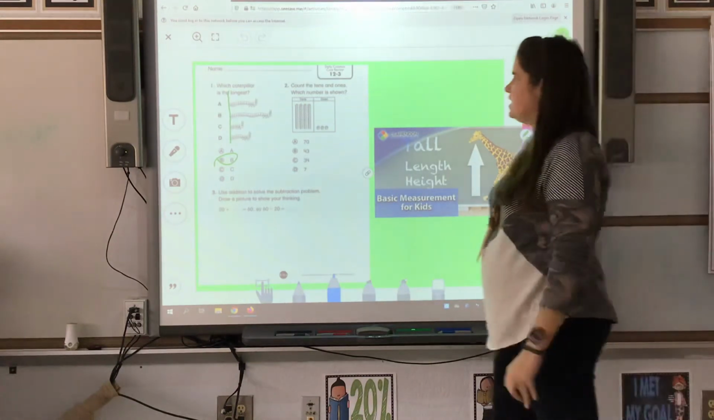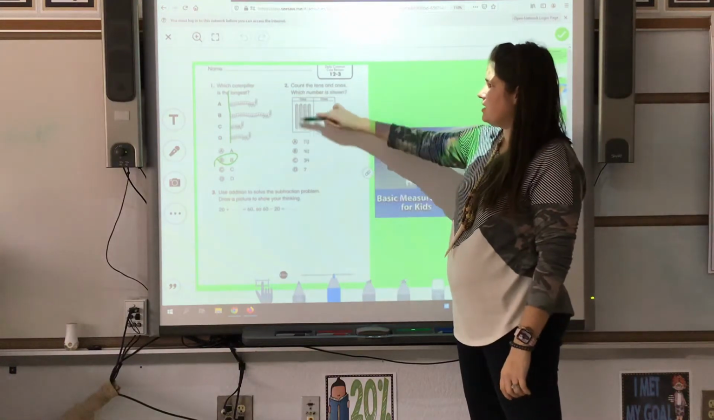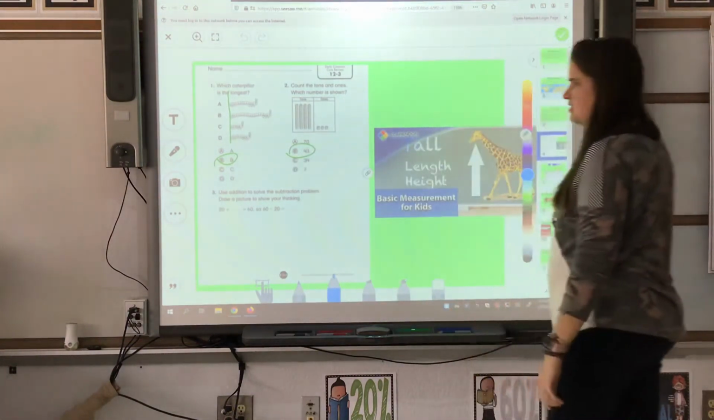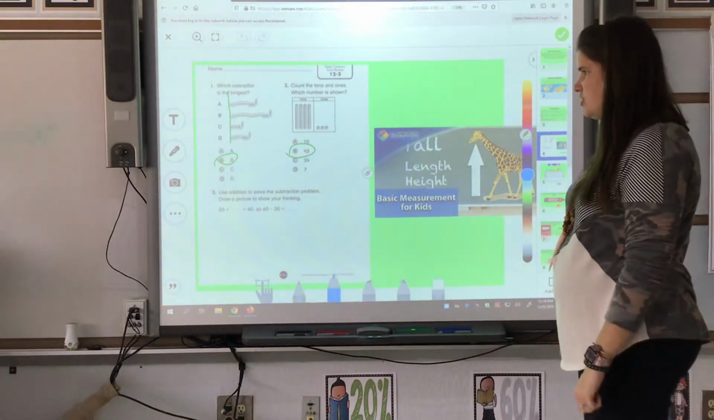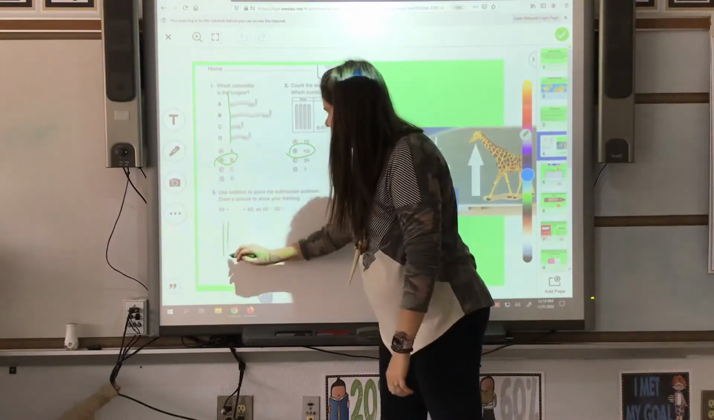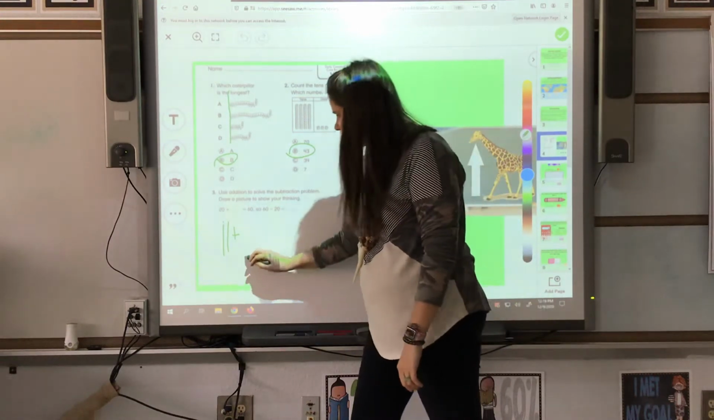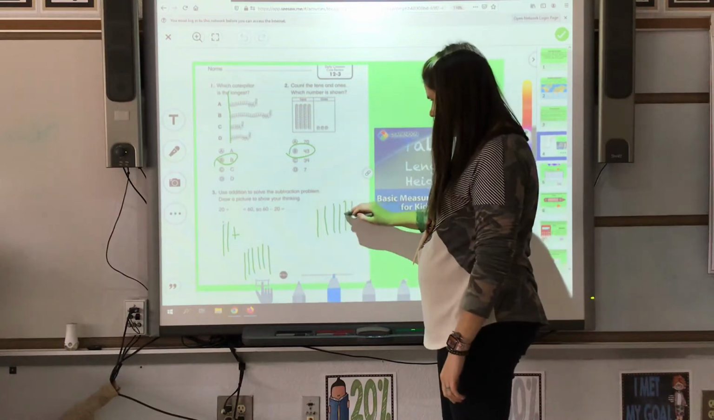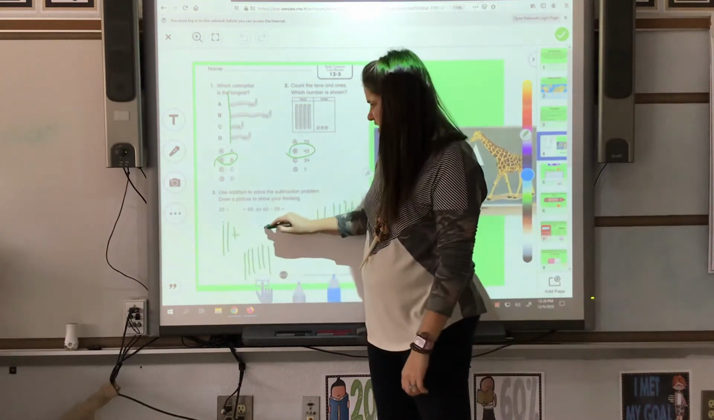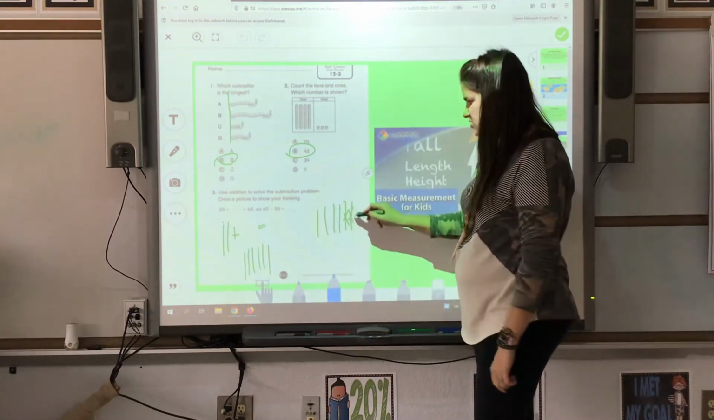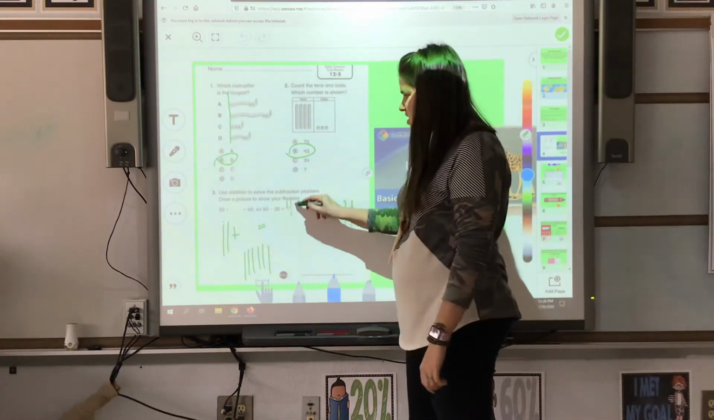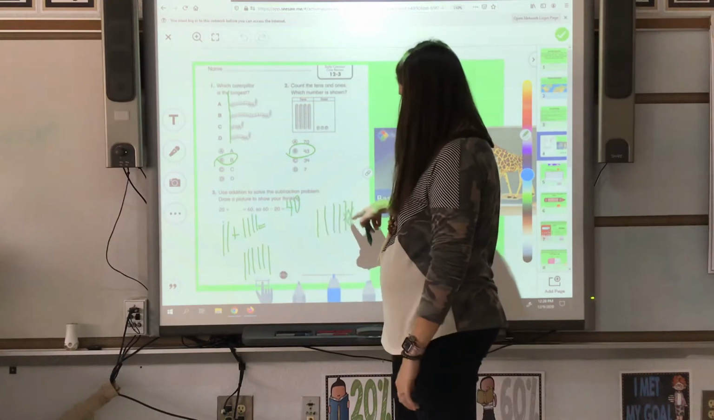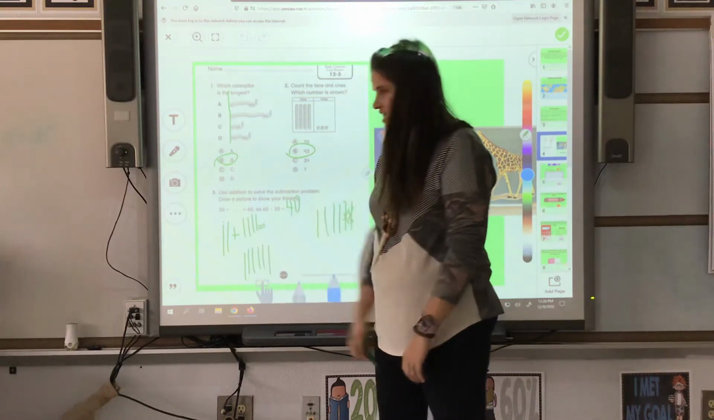Number 2, count the tens and ones and decide which number is shown. I have 10, 20, 30, 40, 41, 42, 43. And the last one, use addition to solve the subtraction problem. Draw a picture to show your thinking. It says 20 plus blank equals 60. But over here it says 60 minus 20 equals blank. So I see 20 plus blank equals 60. So 60 minus 20 equals 10, 20, 30, 40. So if 60 minus 20 equals 40, that must mean 20 plus 40 equals 60. So I've got 60 minus 20 equals 40, 10, 20, 30, 40, 50, 60. Awesome.